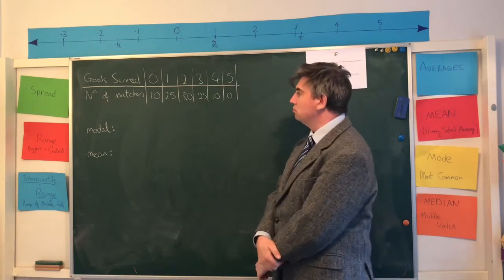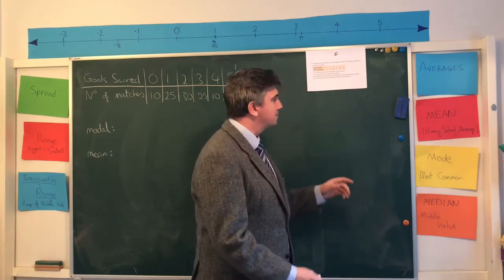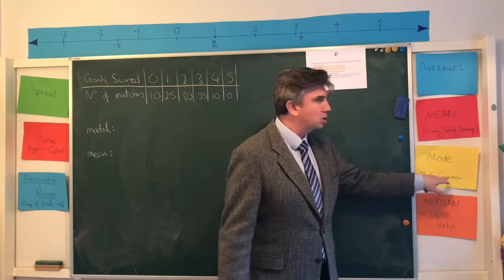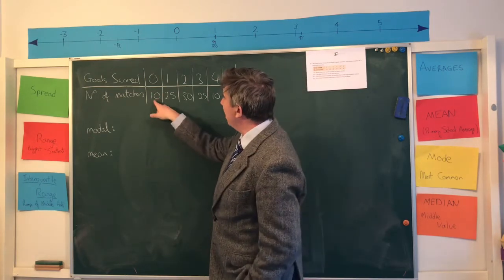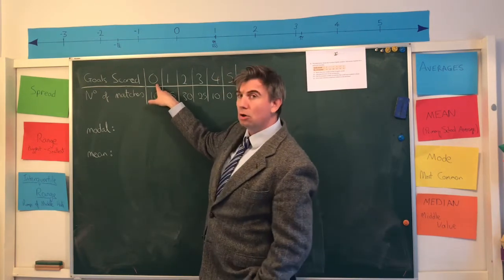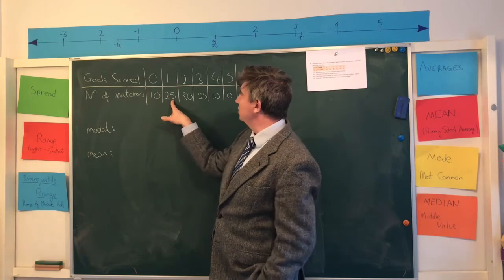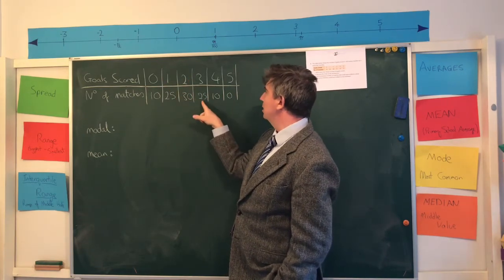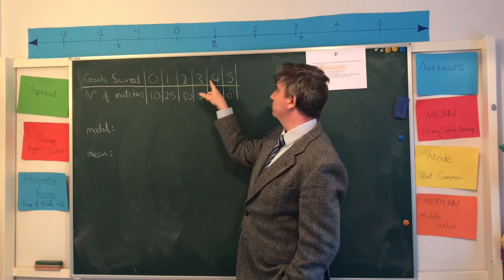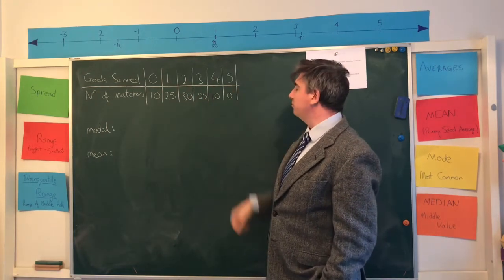Modal, first of all. So modal, well, that means mode, okay? The most common one. So this information here is telling me that there were 10 matches in which there were 0 goals scored. There were 25 matches in which there were 1 goal scored. There were 30 matches in which there were 2 goals scored. 25 matches, 3 goals scored. 10 matches, 4 goals scored. And 0 matches where 5 goals were scored.